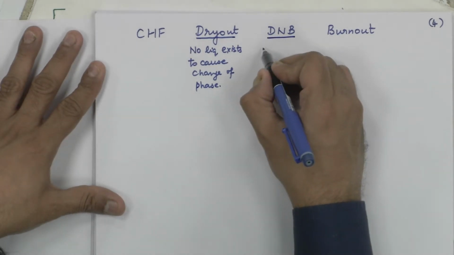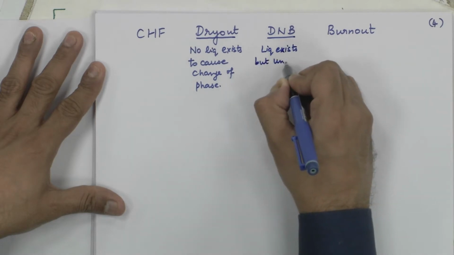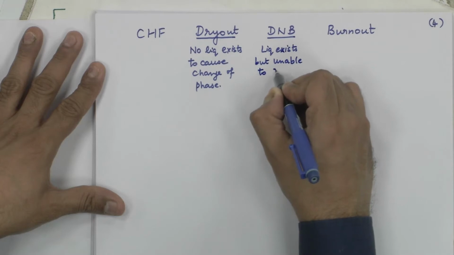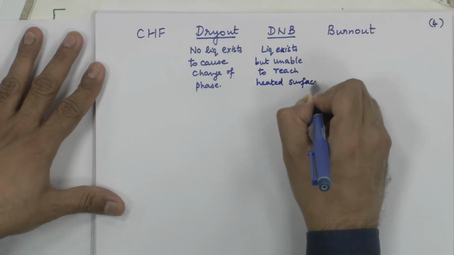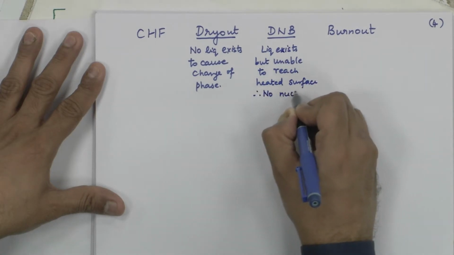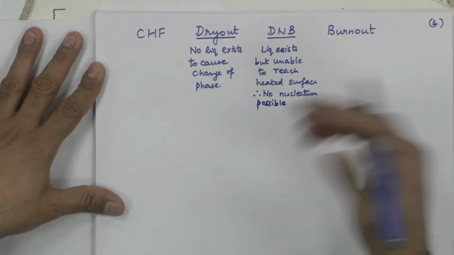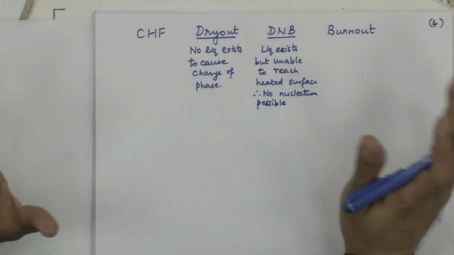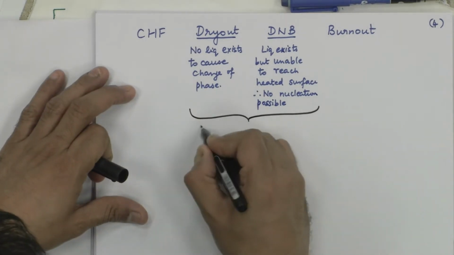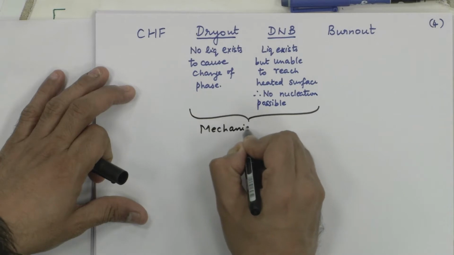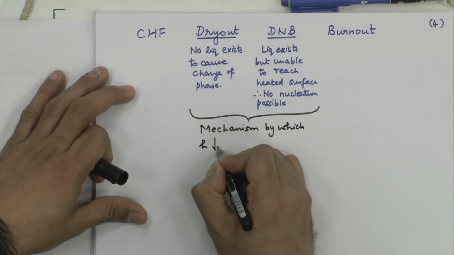DNB: liquid exists but is unable to reach the heater surface, therefore no nucleation is possible. This is called departure, moving away, departure from nucleate boiling. These two are good. These two represent the mechanisms by which the heat transfer coefficient suddenly drops.